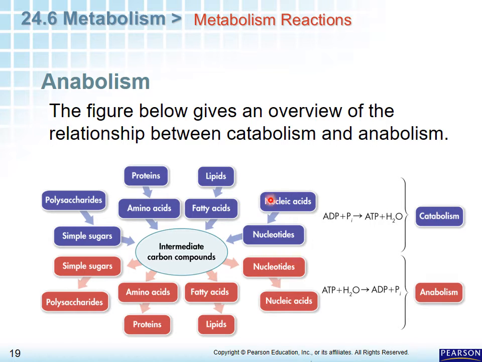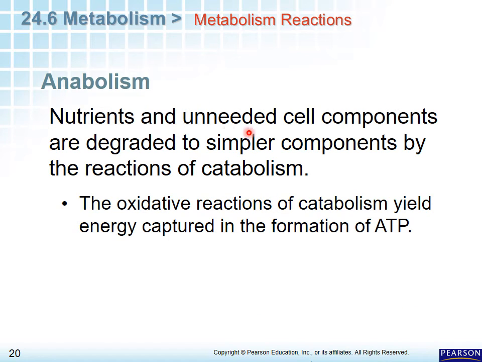So catabolism is a reaction in which complex molecules break into simpler molecules or simpler substances, and here is vice versa, they are combined together to make a complex molecule. Here we need energy, here no need for energy. Nutrients and needed cell components are degraded to simpler components by the reactions of catabolism. The oxidative reactions of catabolism yield energy captured in the formation of ATP.